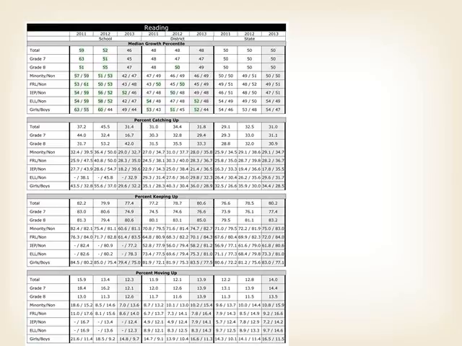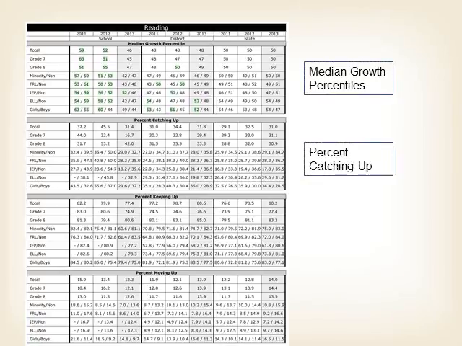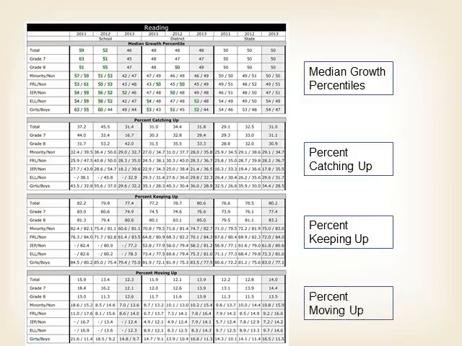The data in this report is organized by quadrant. The top quadrant of the report includes median growth percentiles. The numbers highlighted in green are 50 or higher. The second quadrant includes percentages of students making catch-up growth. The third quadrant includes percentage of students making keep-up growth. The final quadrant includes the percentage of students making move-up growth.